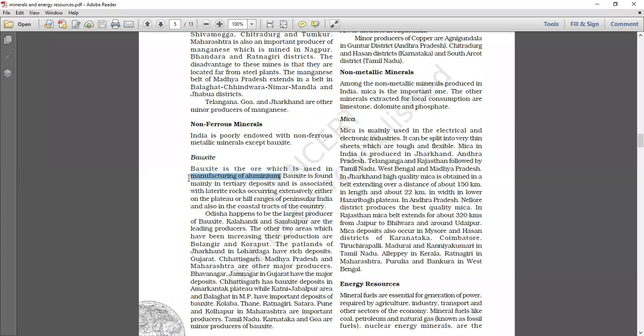Aluminium, as we all know, is nowadays an important metal which is used in our homes, industries, and at several places. Bauxite is required in the manufacturing of aluminium, and bauxite is found in tertiary deposits and associated with laterite rocks and plateaus and hilly regions of peninsular India.